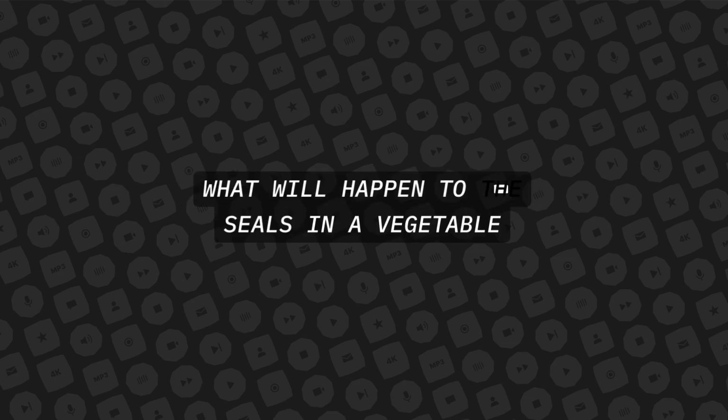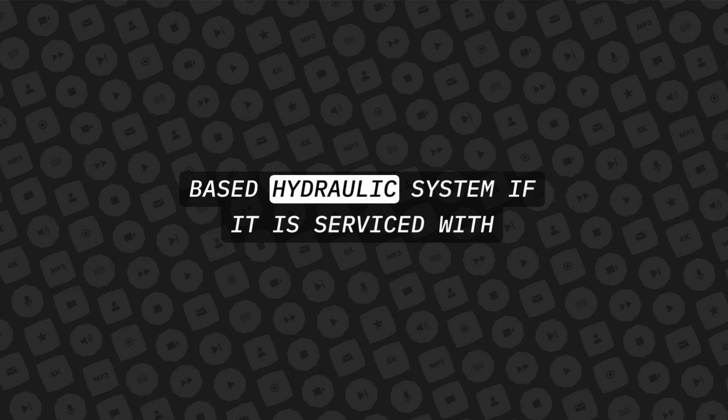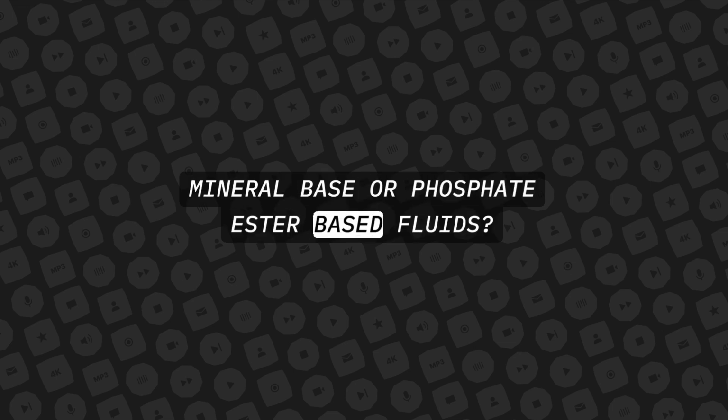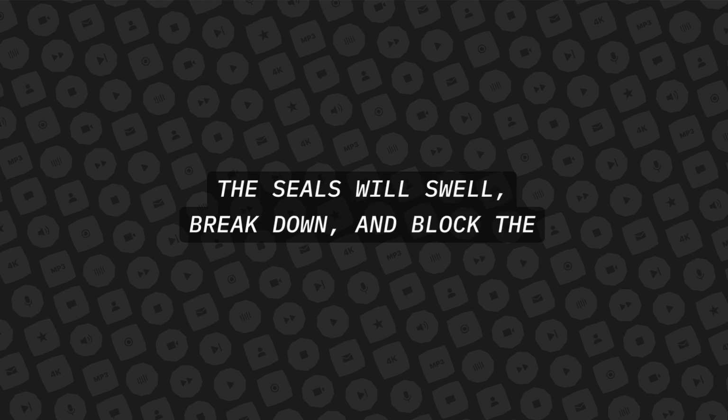What will happen to the seals in a vegetable-based hydraulic system if it is serviced with mineral-based or phosphate ester-based fluids? The seals will swell, break down, and block the system.